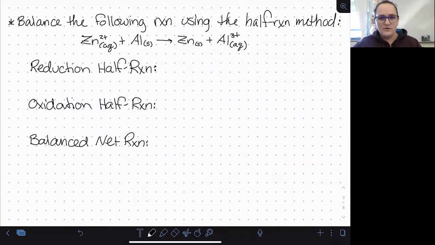So I would like you to pause here for a moment and try this next example. So again, you're gonna try to balance this reaction by first writing and balancing the half reactions and then combining them back together into the net reaction. So pause here and try that on your own.